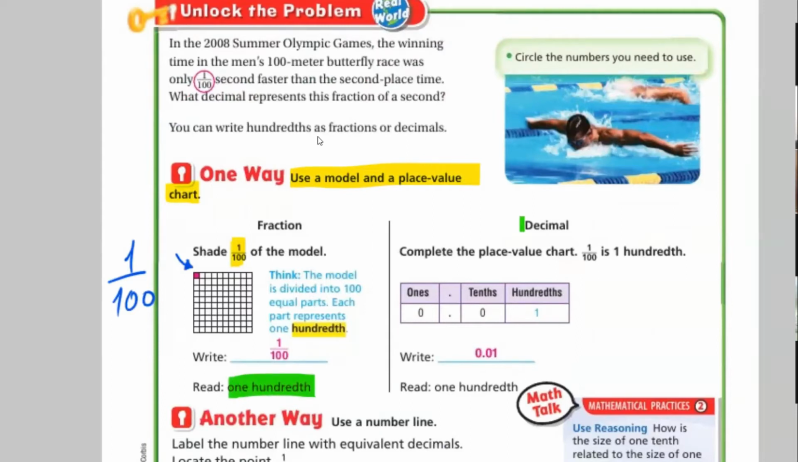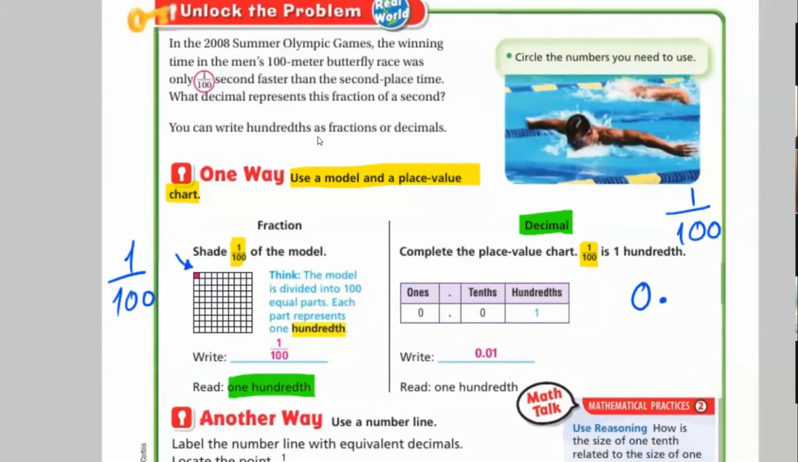Okay, let's move to decimal. How can we write it in decimal form? Firstly, we have 1 over 100. As we studied in the previous lesson, if you want to write a fraction as a decimal, first of all, put the decimal point. After that, is there any whole number here? There is no whole number because it's just 1 over 100, so we're going to put 0 in the whole number part.